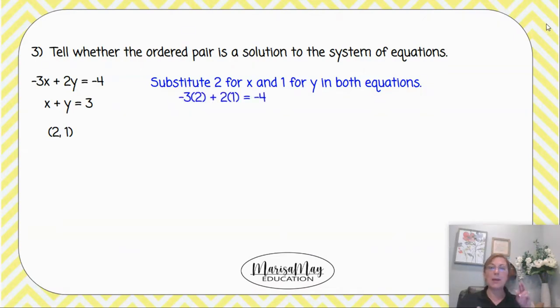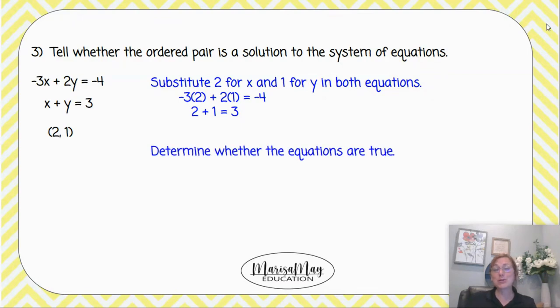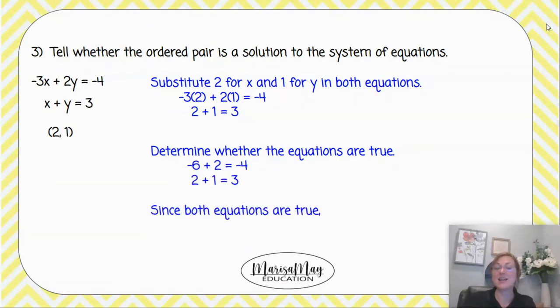In the first equation, when I put in 2 for x and 1 for y, I would get this: -3 times 2 plus 2 times 1 equals -4. Remember to use the order of operations to simplify this so that you would get -6 plus 2, and that does equal -4. Then we do the same in the second equation. We substitute the 2 for x, the 1 for y. 2 plus 1 gives me 3. That's true. Because it's true in both equations, because we get the same number on both sides, then we know that yes, this is a solution, but it's only because both equations are true.